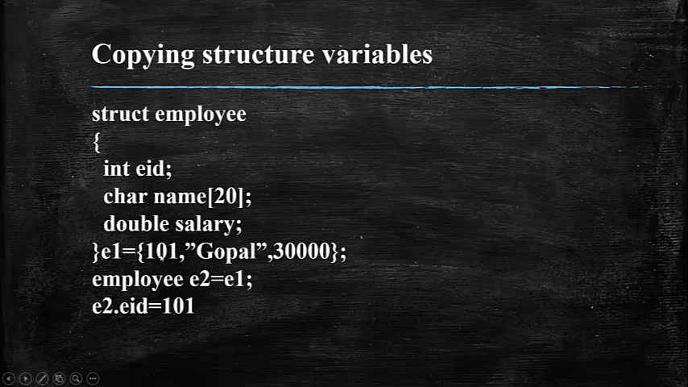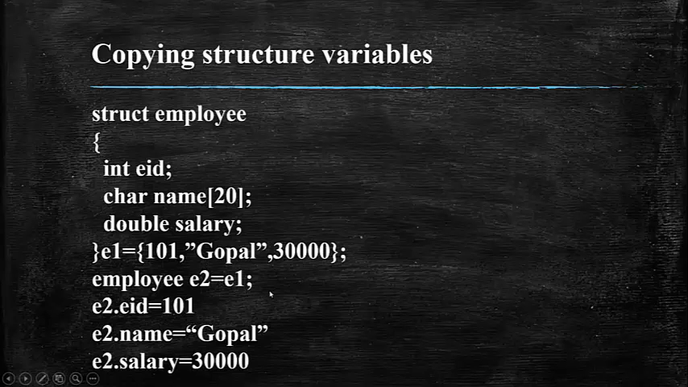And again, if you try to access e2 dot name, name is actually a structure member, and that value is possessed because of the assignment of the e1 value to e2. And again, e2 dot salary will point to 30,000, which came as the outcome of e1 dot salary being mapped as 30,000. So this is how you can copy structure variables by using the assignment operator.